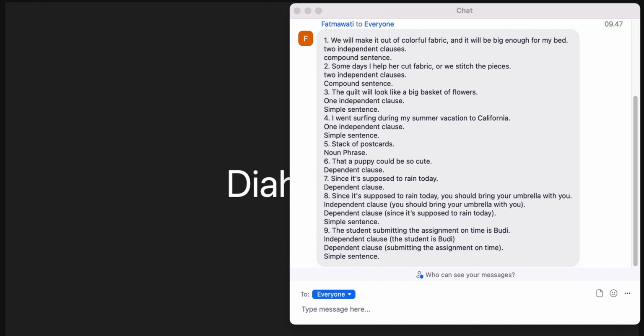Are you sure simple sentence? Since it's supposed to rain today, you should bring your umbrella with you. Since itu di sini artinya apa sih? Karena, ya kan? Tadi our previous examples kalau ada karena, misalkan tadi because she is ill. Itu betul dependent clause. Tapi kalau sudah modelnya seperti ini, itu bukan kalimat simple. Kalimat simple itu tidak ada 2 klausa, hanya 1 independent clause. Okay.